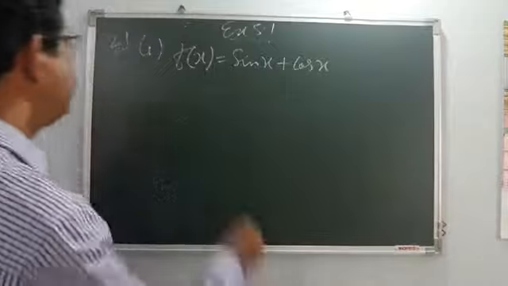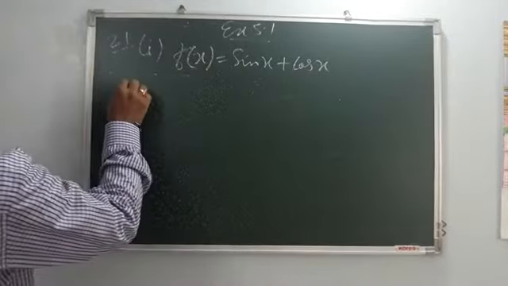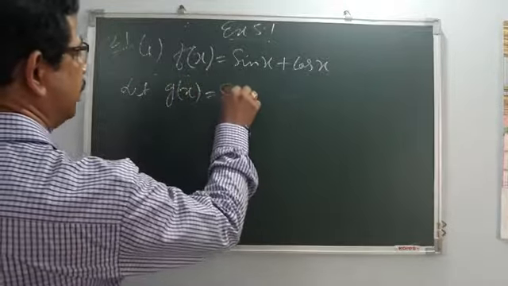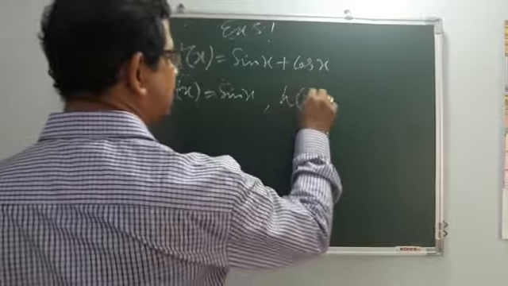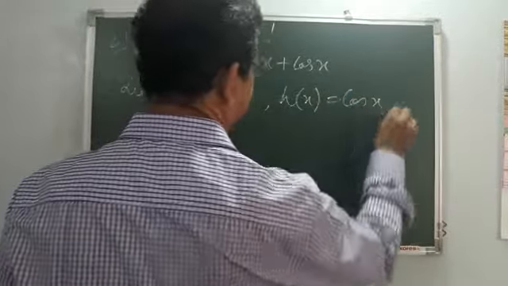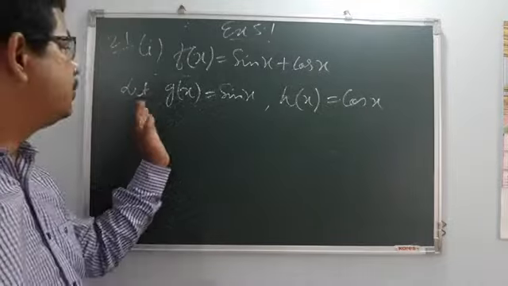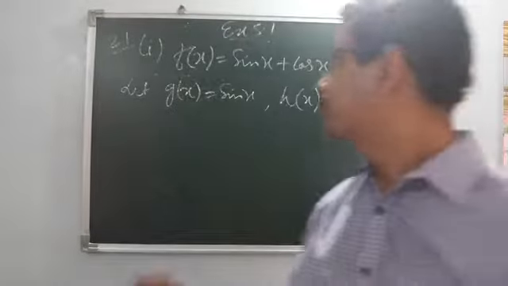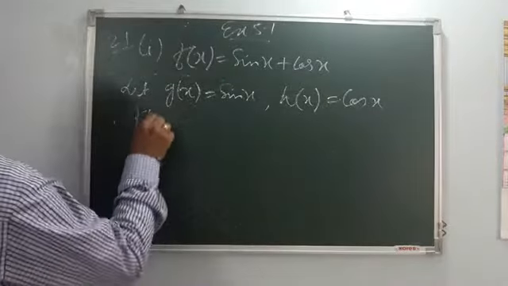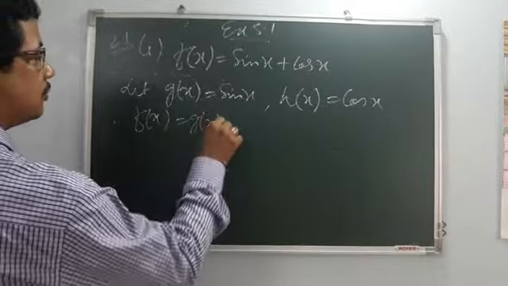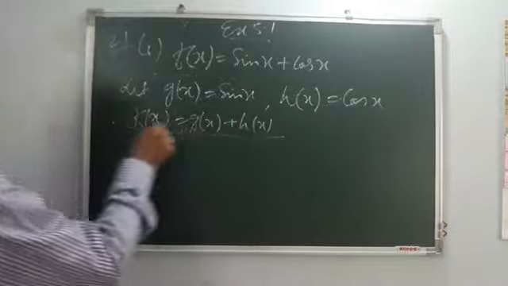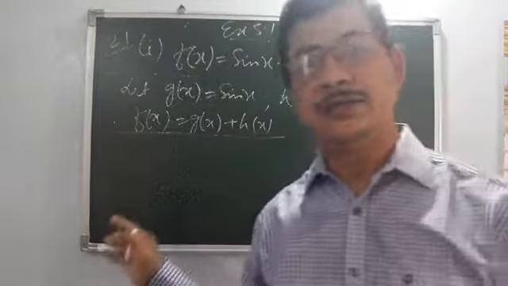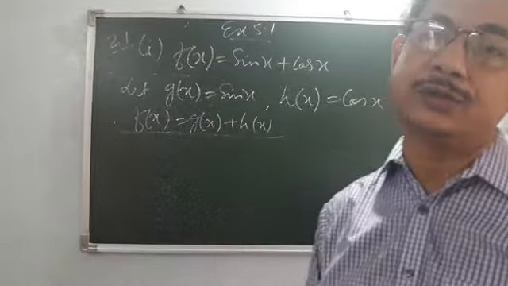And if the mark is given less, then we can say: let g(x) = sin x, and let h(x), another function, be cos x. So we have taken two functions. One is g(x), which is sin x, and h(x), which is cos x. Therefore f(x) is g(x) + h(x). So f(x) can now be written as the sum of two other functions.